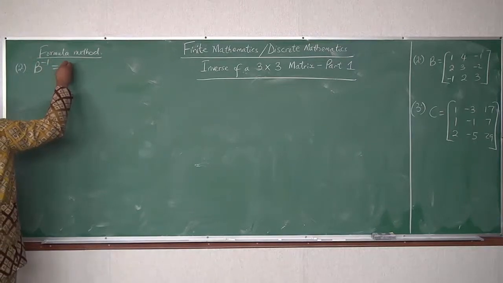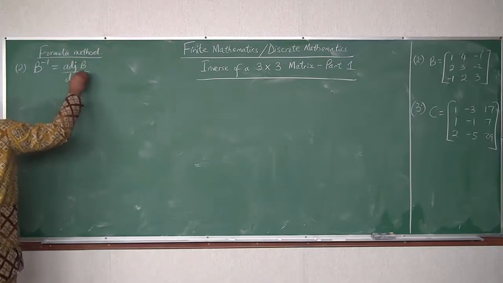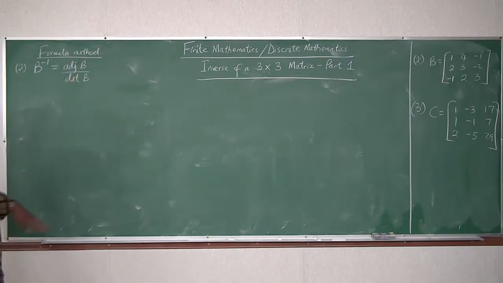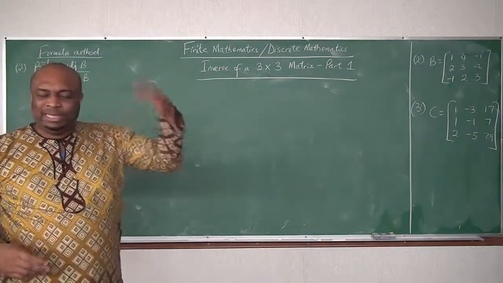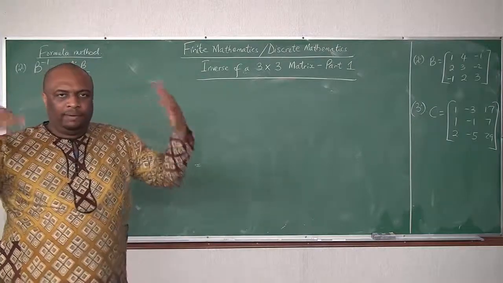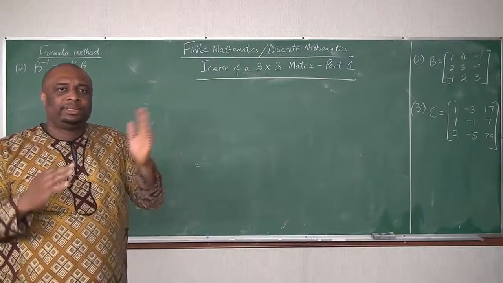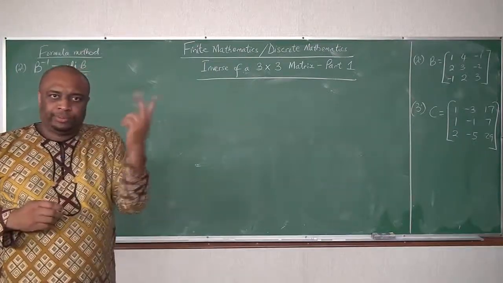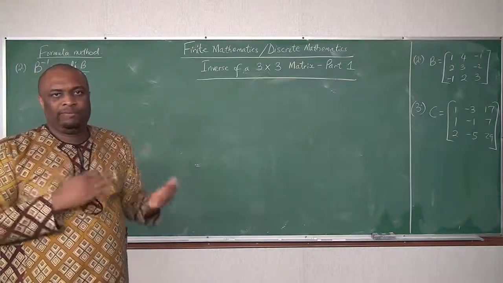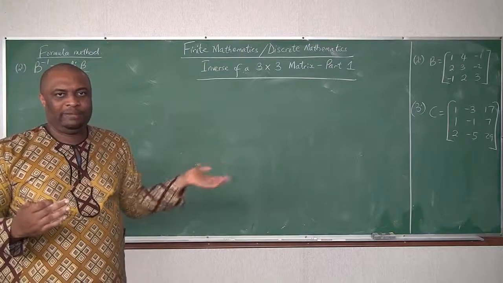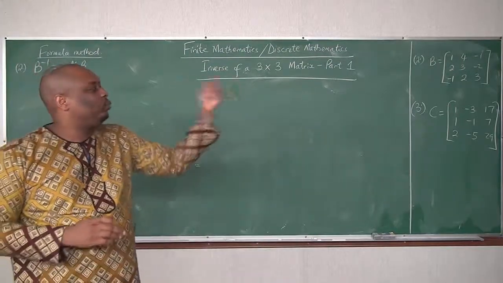B inverse is the adjoint of B over the determinant of B. We did a lot of cofactors and minors in determinants part 2. So it is important you view that video, because we discussed cofactors and minors at length in that video. So we have done a lot of work with question 1.